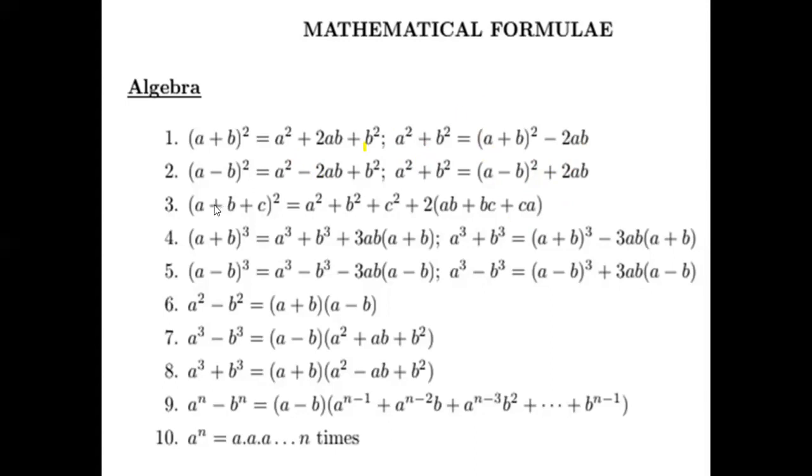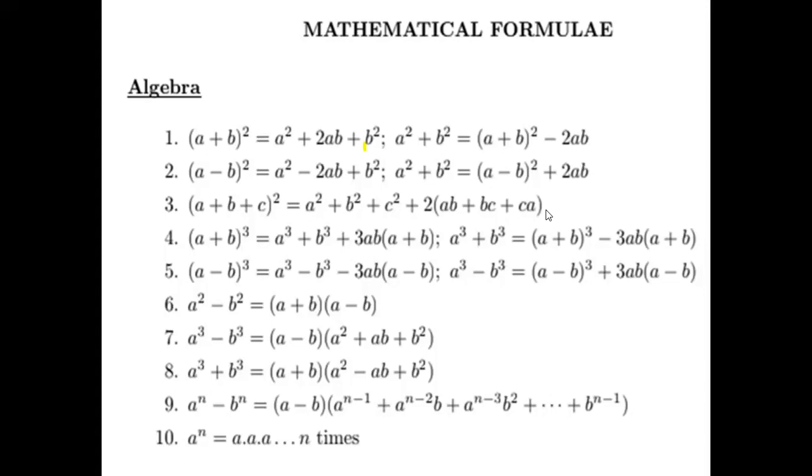Next is (a plus b plus c) square. Three term square: first term square, second term square, third term square, plus twice of first and second, plus twice of second and third, plus twice of first and third. This is the formula: a square plus b square plus c square, plus 2ab plus 2bc plus 2ac.